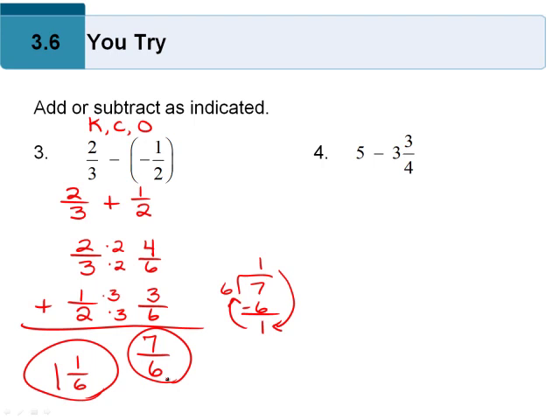Okay? Number 4, 5 minus 3 3/4. Now, this is a perfect example. If you kept them as mixed numbers, you would have to borrow, which is a big pain. We're not going to do it that way. We're going to keep it simple, okay?